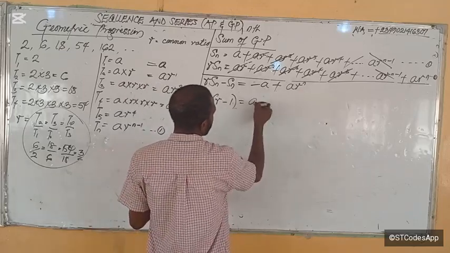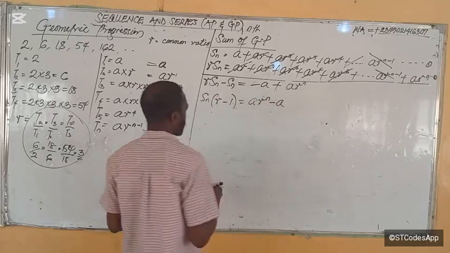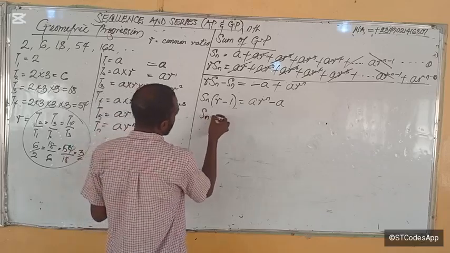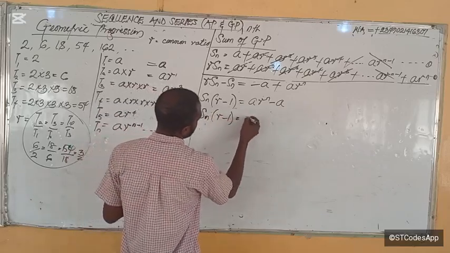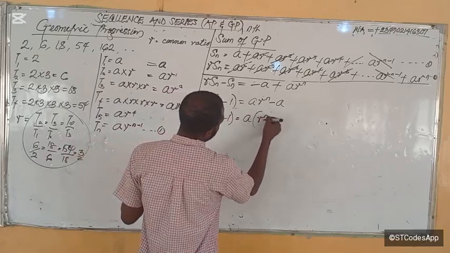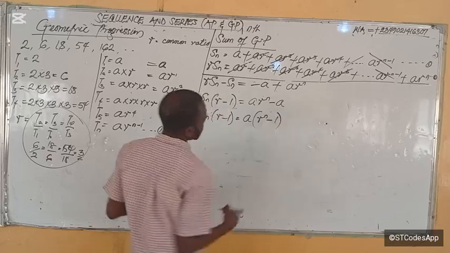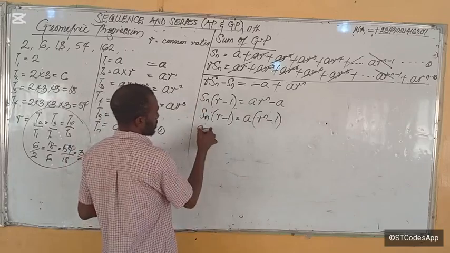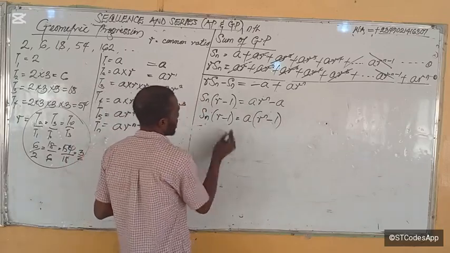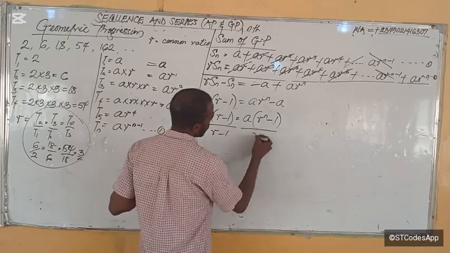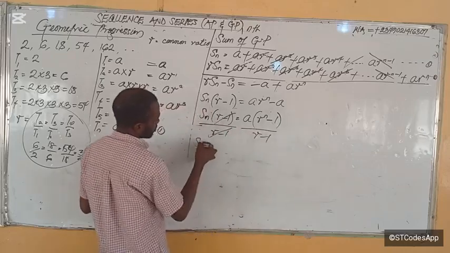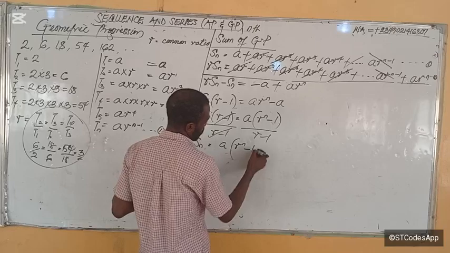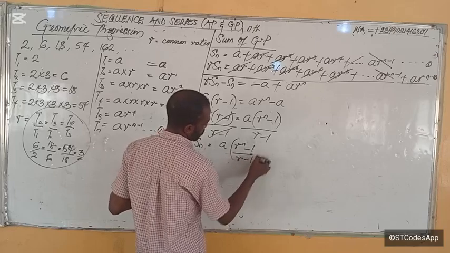we can write this as AR^n minus A. In which case we'll be saying that S sub n into brackets R minus 1 becomes A is common between R^n minus 1. Exactly. If you open the bracket, you get this back, right? So S sub n therefore becomes, divide both sides by R minus 1 over R minus 1, S sub n becomes A into bracket R^n minus 1 over R minus 1.